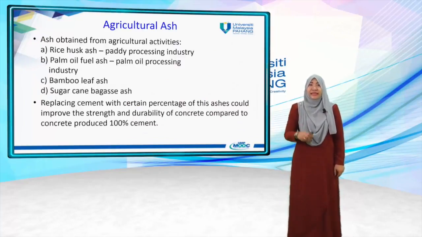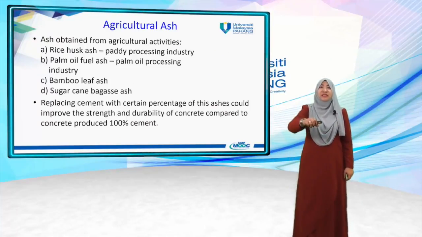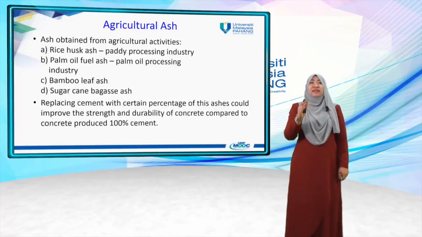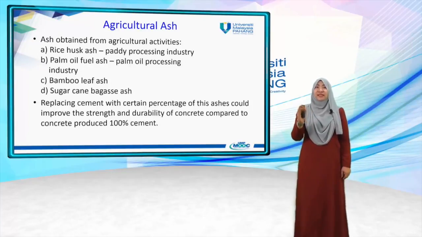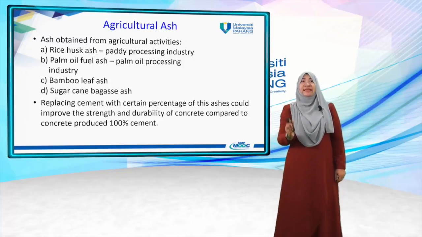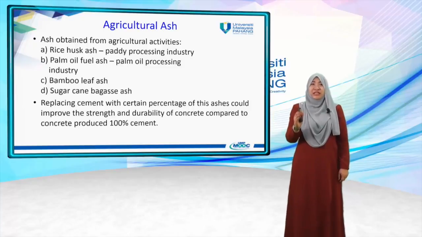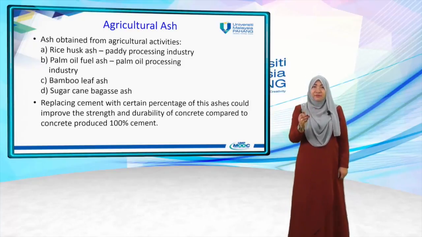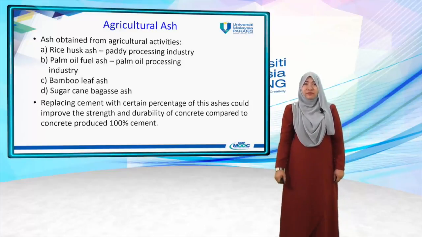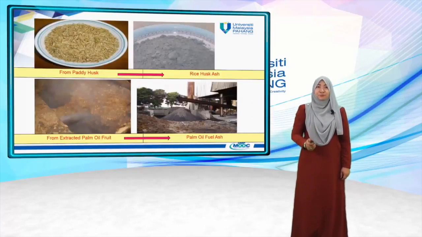And also we can use agriculture ash. So this agriculture ash comes from rice husk ash. Okay, rice husk ash comes from the paddy processing industry, and also palm oil fuel ash comes from the palm oil processing industry, and also we can have bamboo leaf ash and sugarcane bagasse ash. So by replacing cement with a certain percentage of these ashes could improve the strength and durability of concrete compared to the concrete produced with 100% cement.